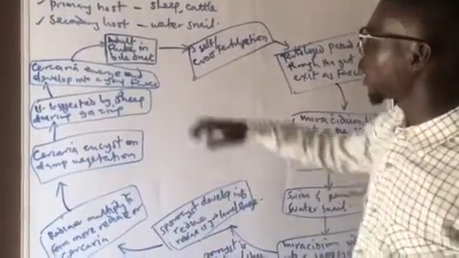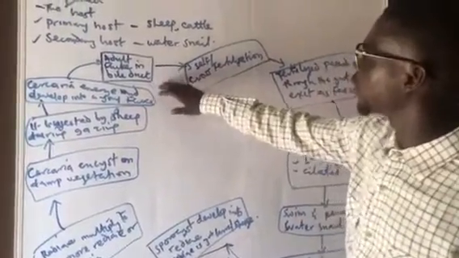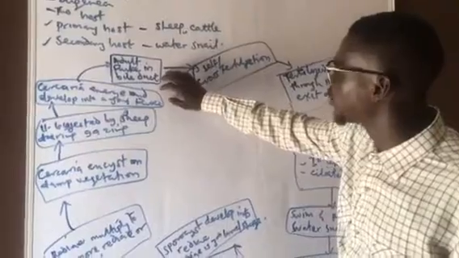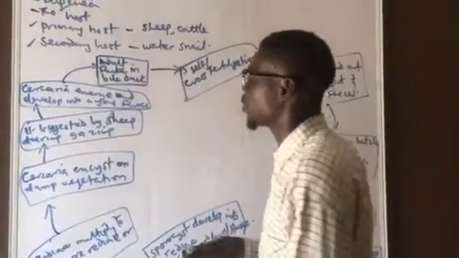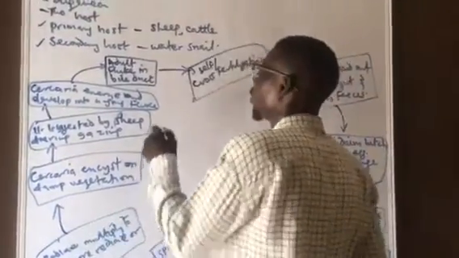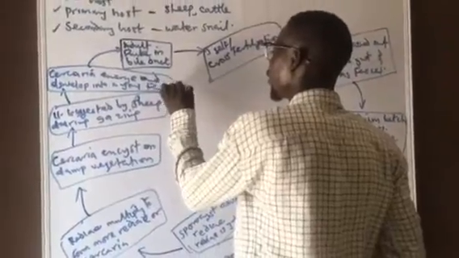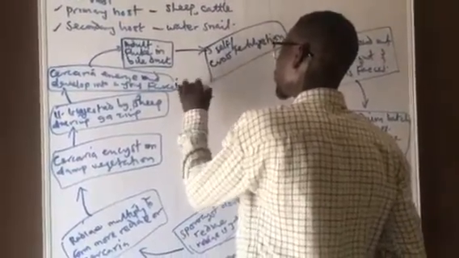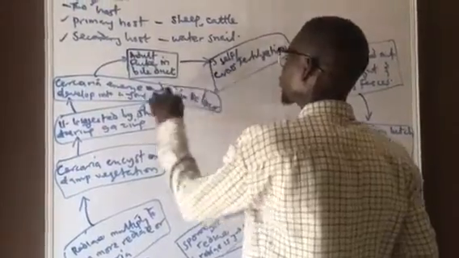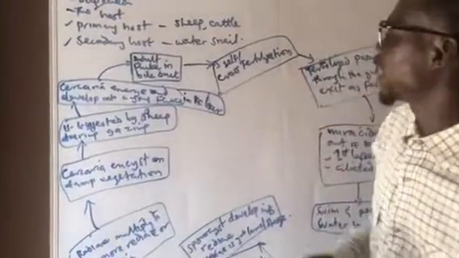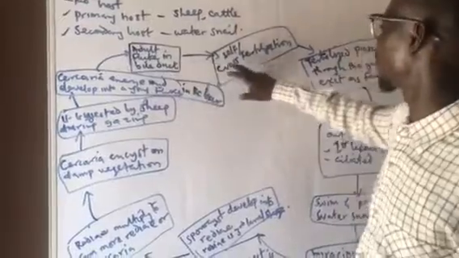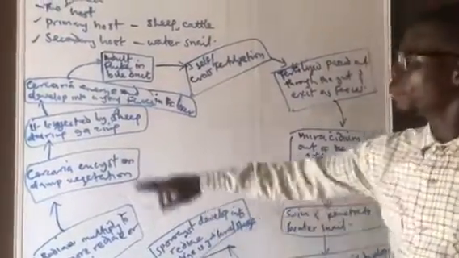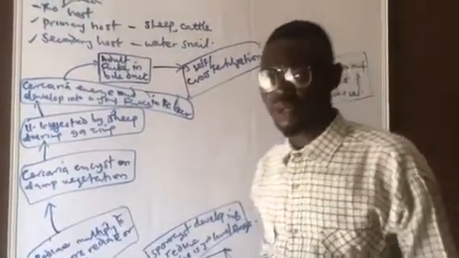So from the primary host, this is the sheep, the liver cercaria emerge and develop into a young fluke in the liver. So from the liver, the adult fluke will emerge in the bile duct and carry out self-transmission. That is how the life cycle looks.